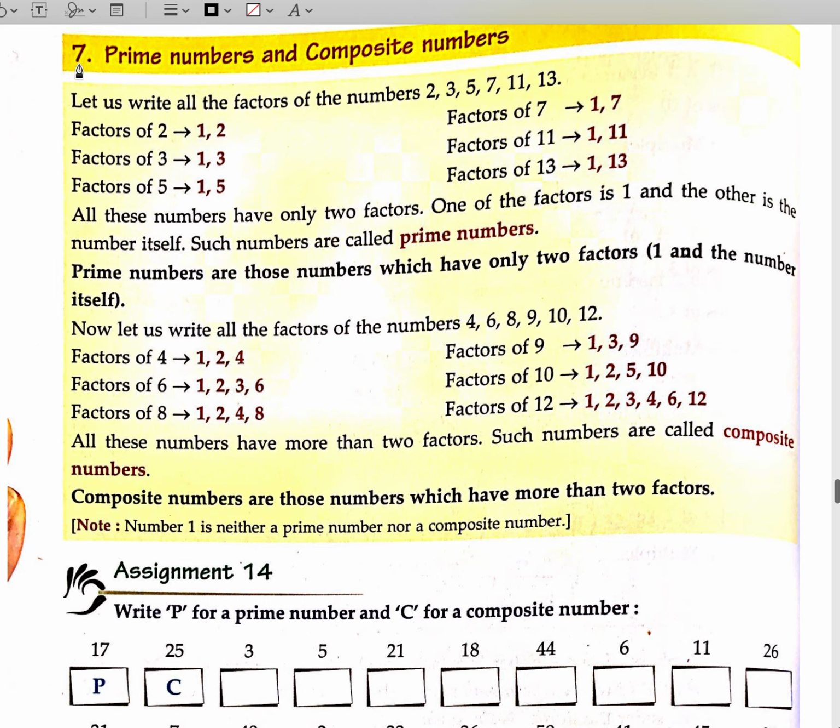Seventh part, we have prime numbers and composite numbers. Let us write all the factors of the numbers 2, 3, 5, 7, 11 and 13. The factors of 2 are 1 and 2, the factors of 3 are 1 and 3, the factors of 5 are 1 and 5 and so on. All these numbers have only two factors, which are 1 and the number itself. Such numbers are called prime numbers. Prime numbers are those numbers which have only two factors, 1 and the number itself.